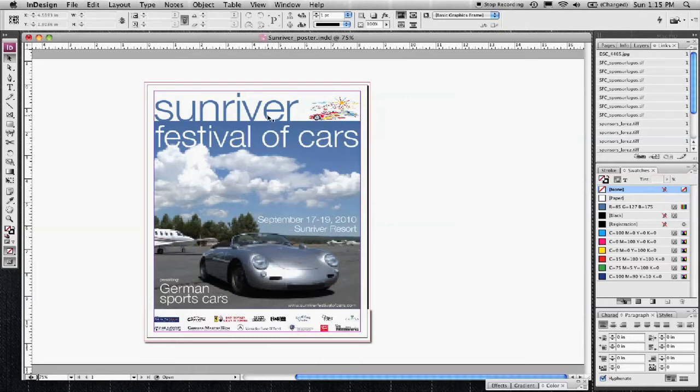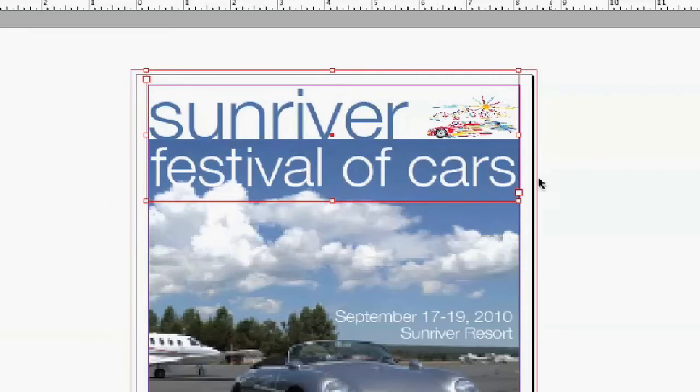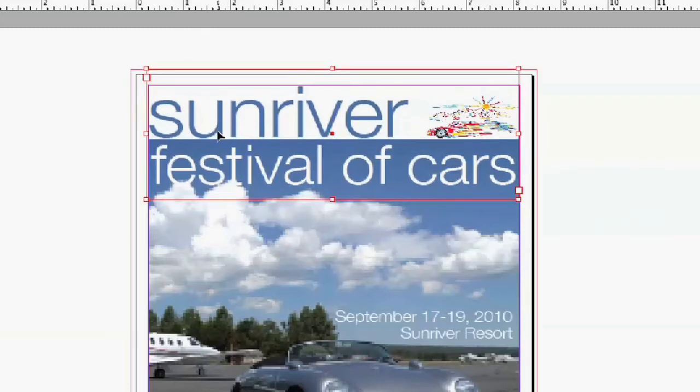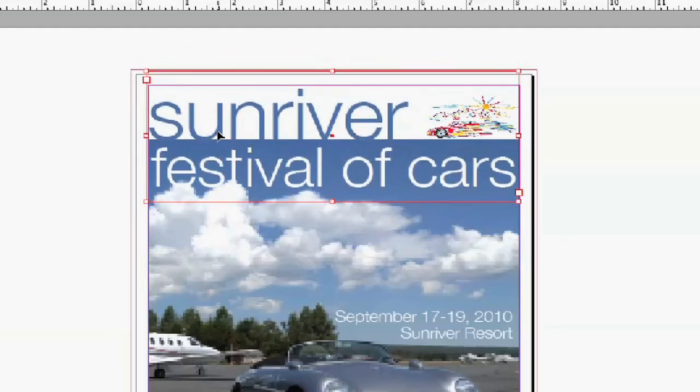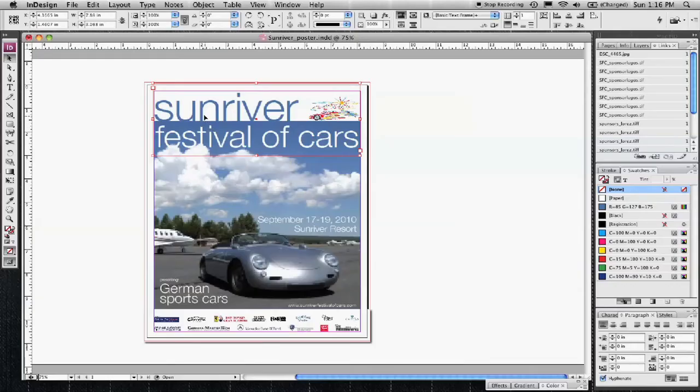Here, the main thing that you see is Sun River Festival of Cars. And I butted that right up against that line up there to sort of show Sun River coming off of that image. So instead of just leaving it right here, which is a little more boring, I had it bleed into that image area right in here. Festival of Cars is sort of blending in with the clouds, tucked behind it to give it a little bit of dimension.